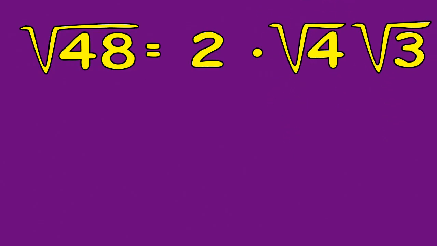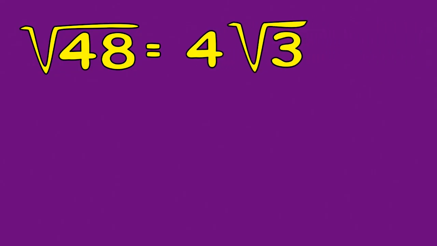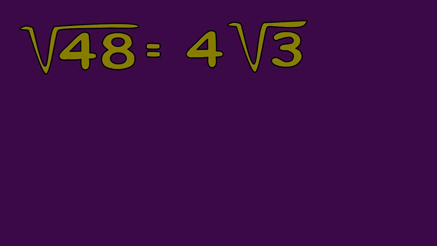That means that instead of 2 times the square root of 12, we really have 2 times the square root of 4 times the square root of 3. Simplify the square root of 4 to get 2 times the square root of 3, which is 4 times the square root of 3. We can't simplify the square root of 3 anymore, so 4 times the square root of 3 is the final answer. Once you've memorized your perfect squares, simplifying square roots will be no problem at all.